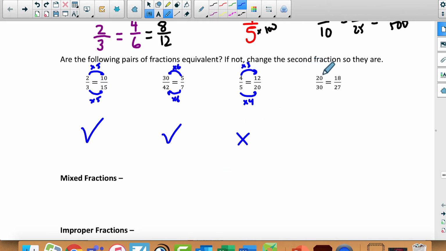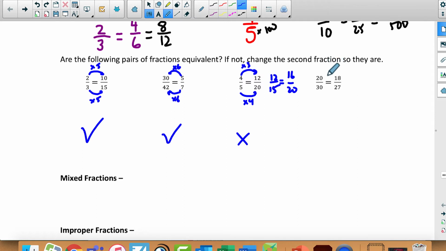It says to change the second fraction so they are. Well, you have a choice. You can either multiply top and bottom by 3, in which case you'd get 12, like you already have, and 5 times 3 is 15, so that would work. Or multiply top and bottom by 4, in which case the bottom number is 20, just like you have here, and the top number would be 16. So I guess either one of those is a good answer in this case.